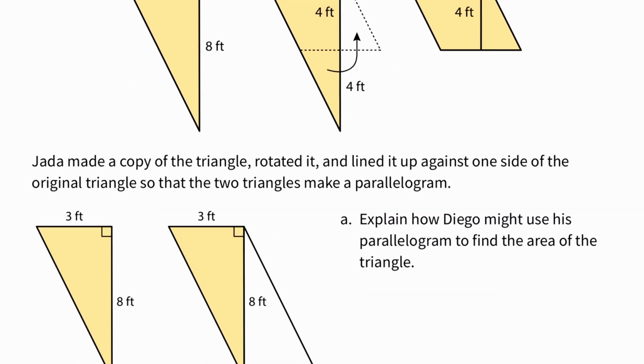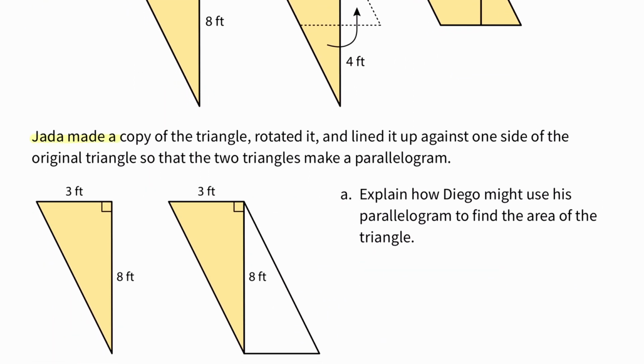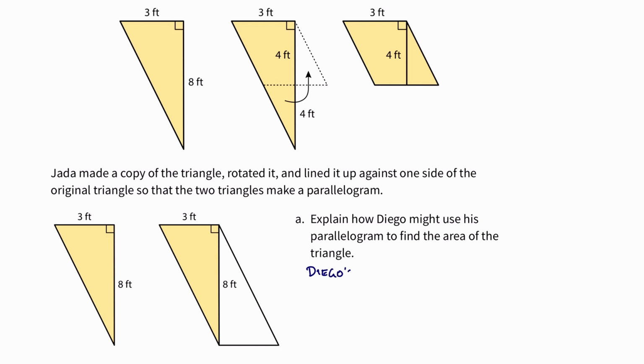And Jada made a copy of the triangle, rotated it, and lined it up against one side of the original triangle so the two triangles make a parallelogram. That's those two images at the bottom. Explain how Diego might use his parallelogram to find the area of the triangle.